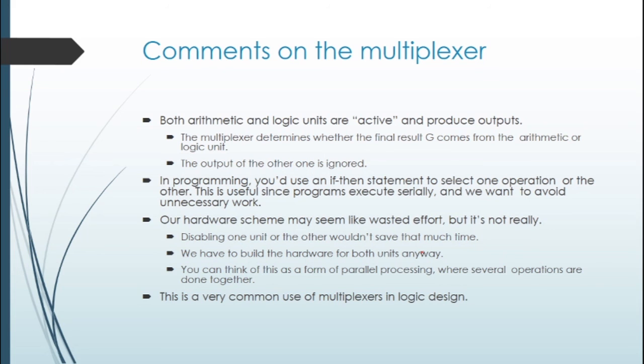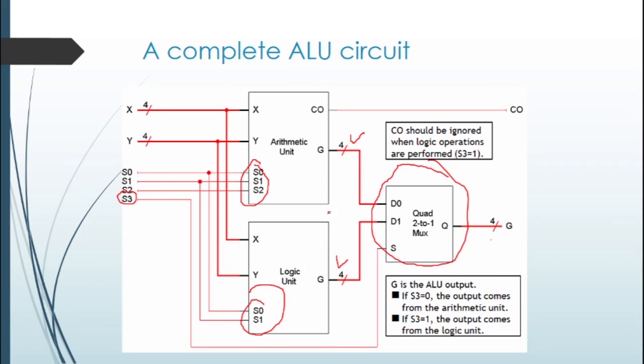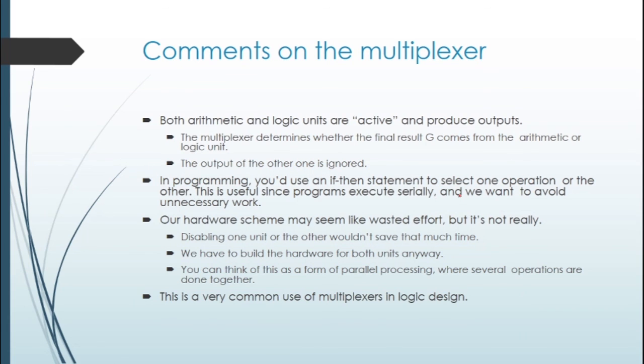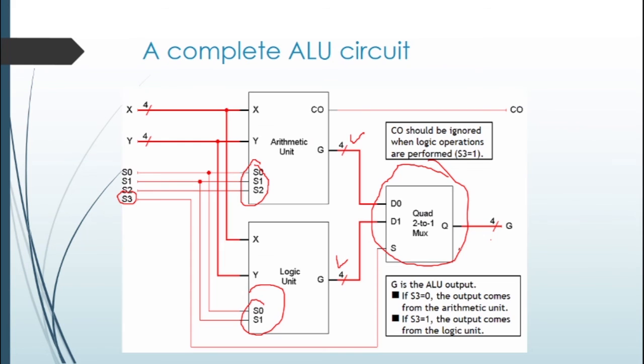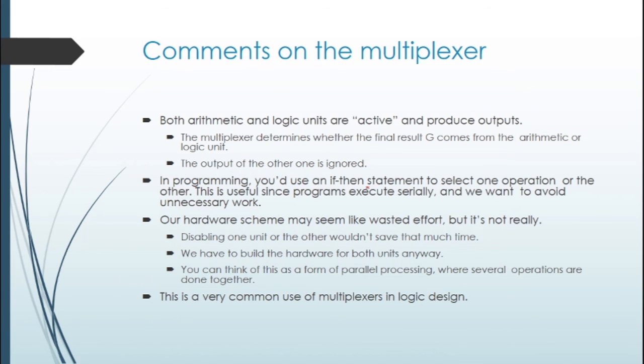Secondly, our hardware scheme may seem like a wasted effort because both of these are already producing output, but we are not using one of the outputs. But it's not really that wasted an effort, because disabling one unit or the other would not save that much time. We have to build the hardware for both units anyway, so it's not overkill. So we can think of it as a form of parallel processing where several operations are done, but some of them are selected. Here in this scenario, both of the operations are done, but only one of the outputs is selected.